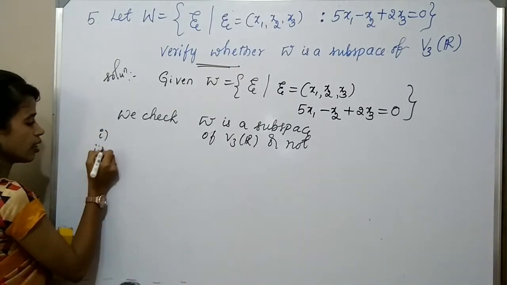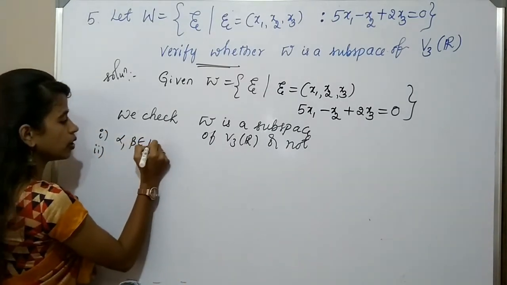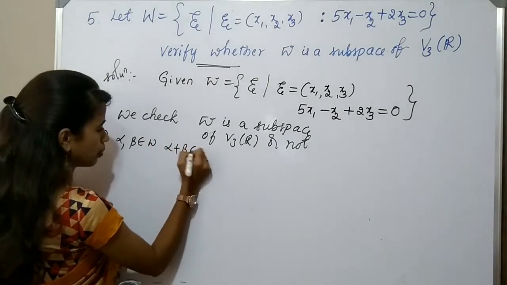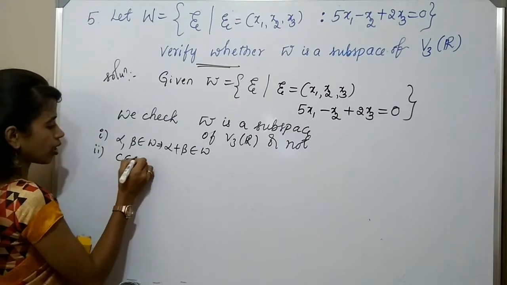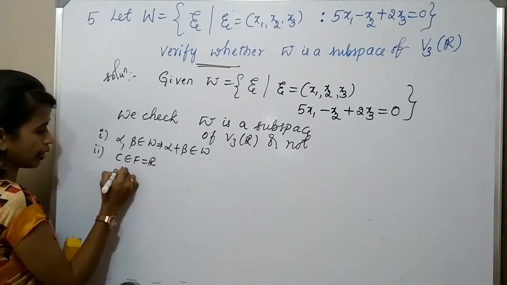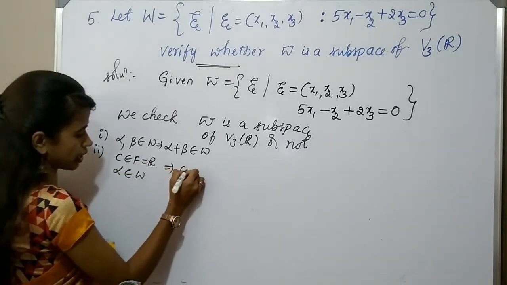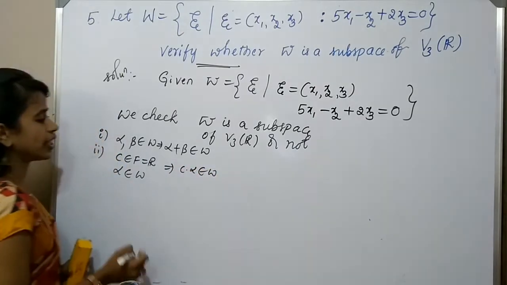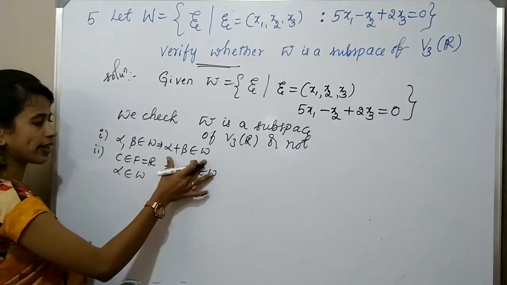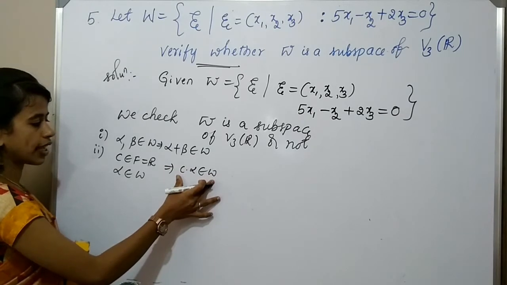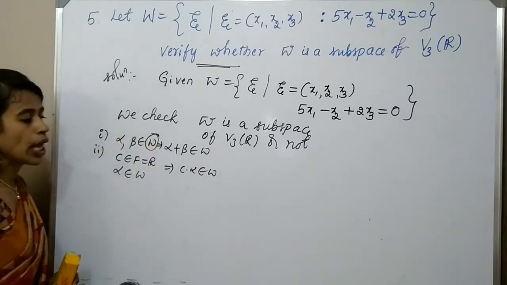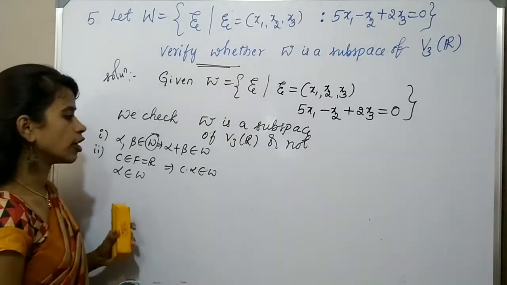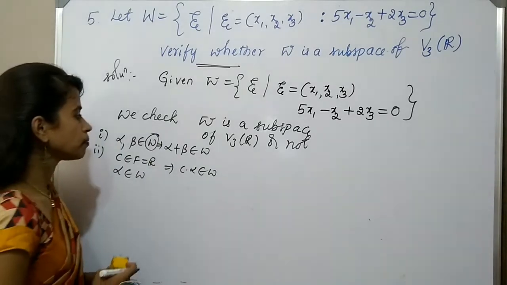Two conditions. Alpha, beta belong to W, then alpha plus beta belongs to W. If I take two elements, their sum also belongs to W. C belongs to the field F, here the field is the real numbers, and alpha belongs to W. We have to show that c dot alpha must be in W. So W is closed under vector addition and W is closed under scalar multiplication. If it satisfies these two conditions, then the set W becomes a subspace according to the necessary and sufficient condition.